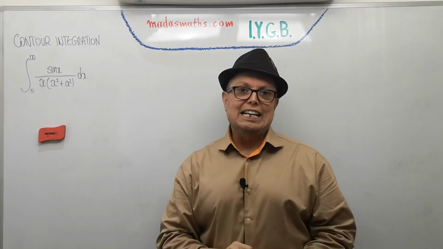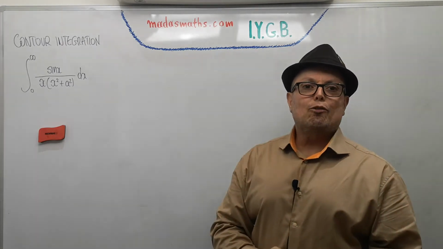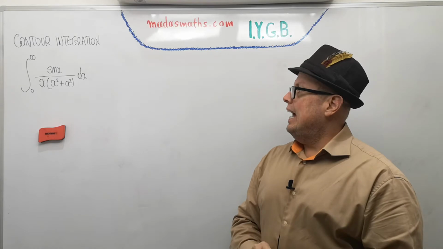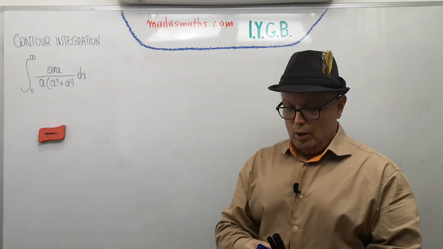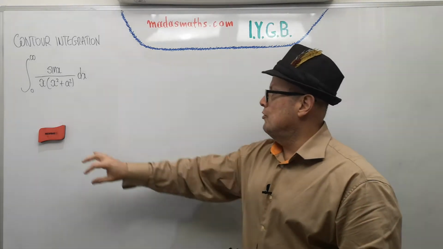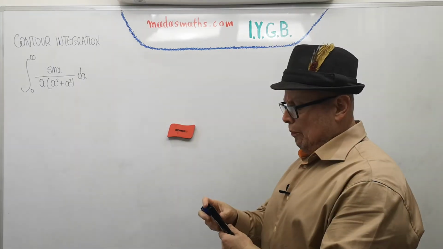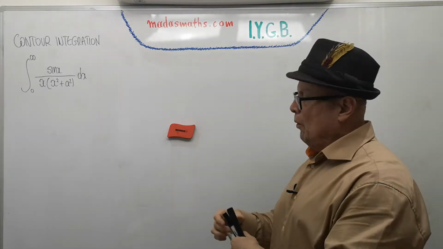We have this particular integral to do today. It's the integral from 0 to infinity of sine of x over x times x squared plus a squared, where a is a real positive constant. So how do we do something like that? Well, quite clearly we're going to use the residue theorem at some point.